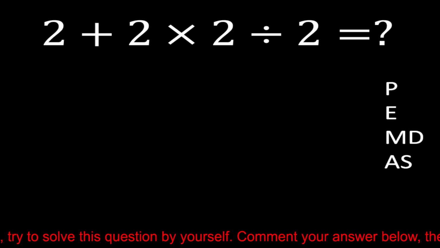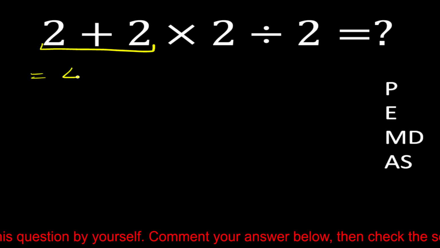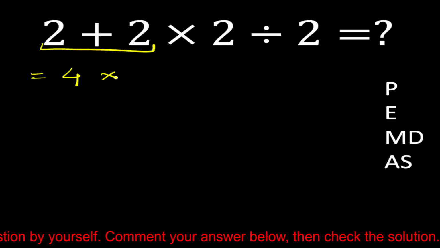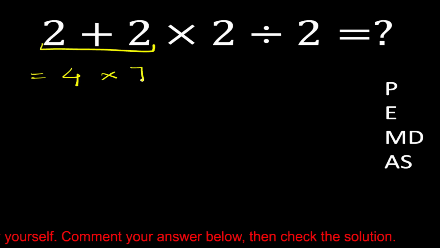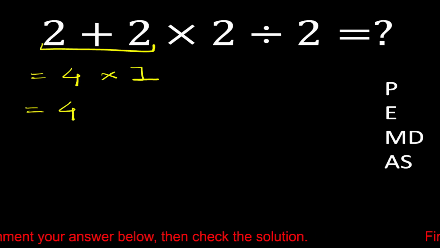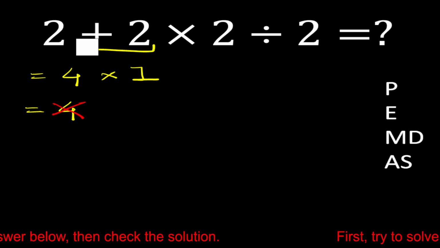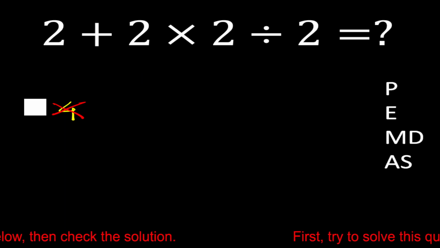So most people solve this question like 2 plus 2 is equal to 4. Then multiply 2 divided by 2 is equal to 1. Now 4 multiply 1 is equal to 4. But this answer is not correct. So now let's solve this problem correctly by using the PEMDAS rule.